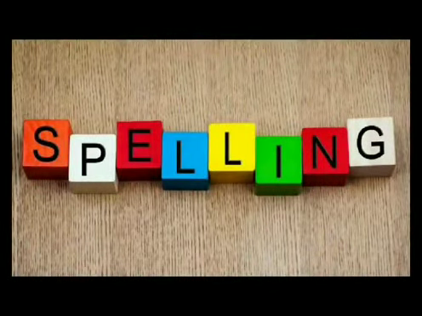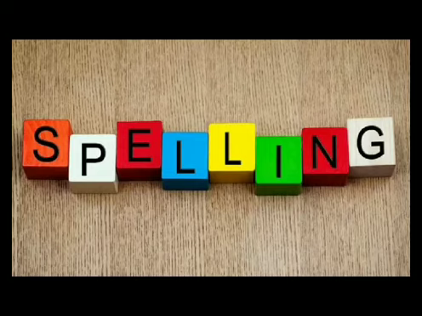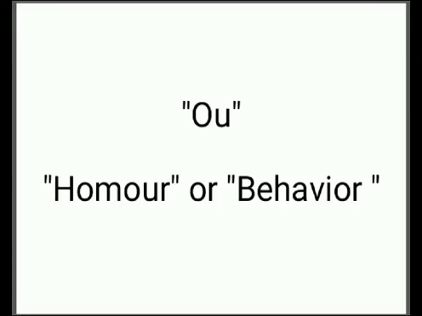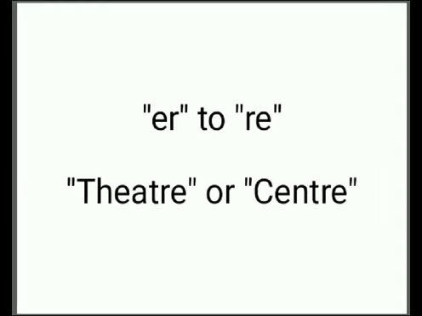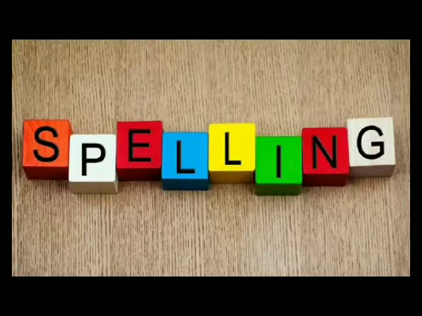First difference, we have the spelling. You may notice Canadian English prefers to use the "u" in words like humour and behaviour, as well as flipping the American "er" to "re" in certain words, like theater to theatre, and center to centre. Canada isn't alone in preferring these spellings. British spellings of these words are taught across most of the world.